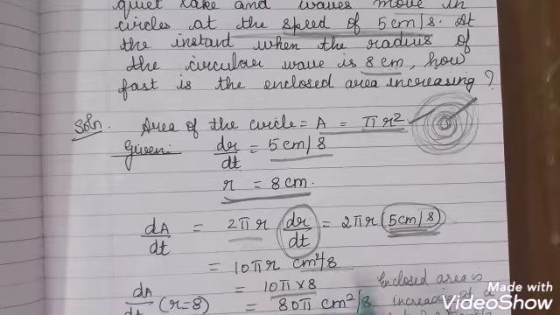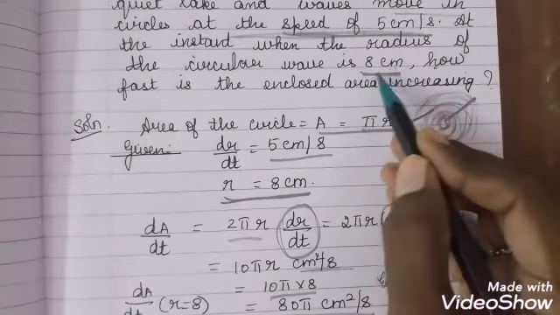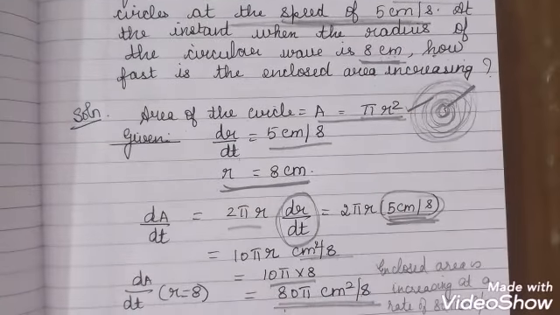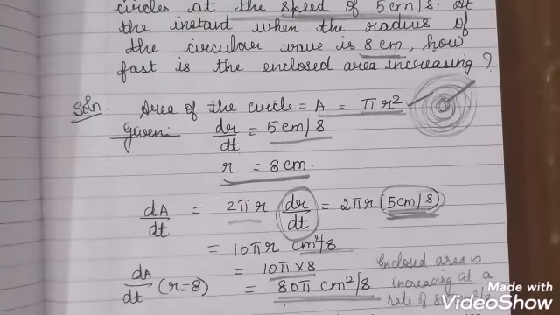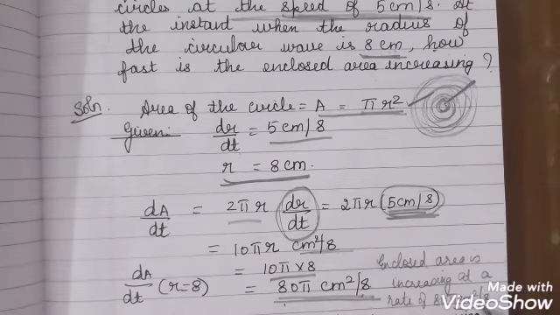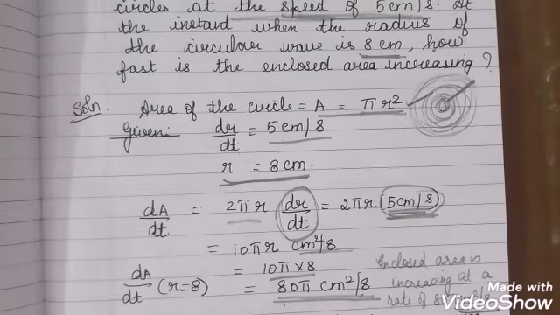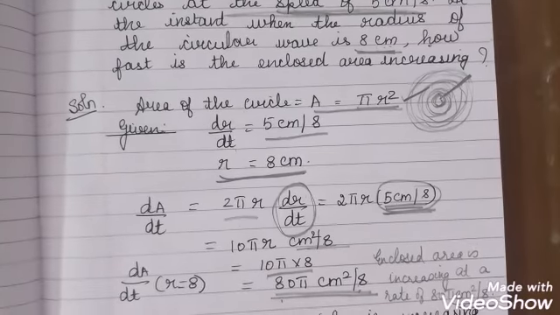This is what you have here. So we'll find out when the radius is equal to 8 centimeter, what is your dA by dt equal to? It is equal to 80 pi centimeter square per second. So you can write it as: enclosed area is increasing at a rate of 80 pi centimeter square per second. Got it? Yes. Now the next question.